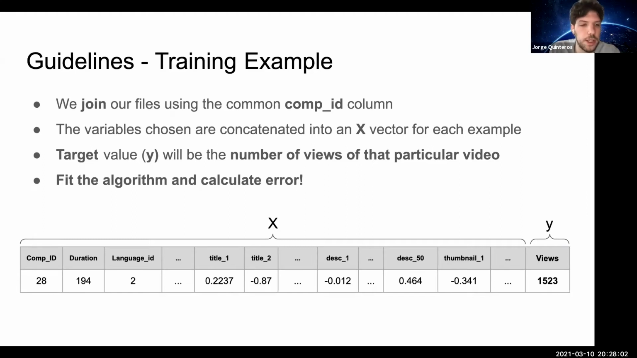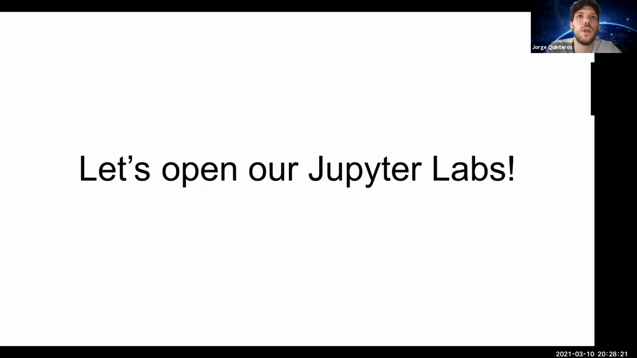We have a competition ID, we have duration, some metadata. Then we have the vectorized title, which is a bunch of float numbers. Same with the description, and then same with the thumbnail. And then the target variable is Y, which is what I want to predict. Okay, so now please, if you will, open your Jupyter Lab or Jupyter Notebook.